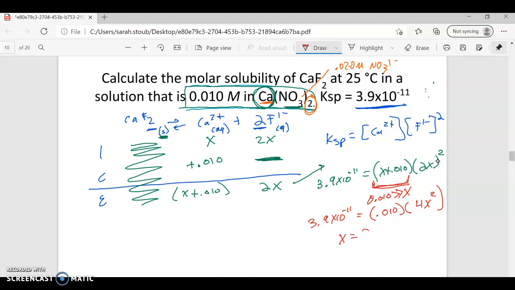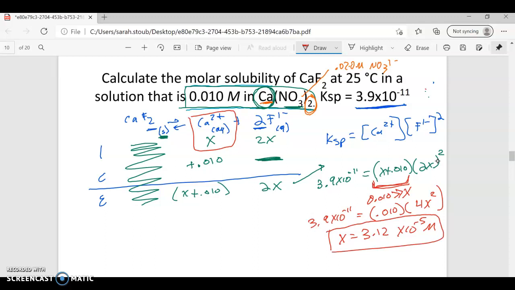And I got 3.12 times 10 to the negative 5. That's my molar solubility, because that's my X part, and I called X my calcium, and my calcium is a 1-to-1 ratio with calcium fluoride. So that is my answer. What's the molar solubility? This one right here.